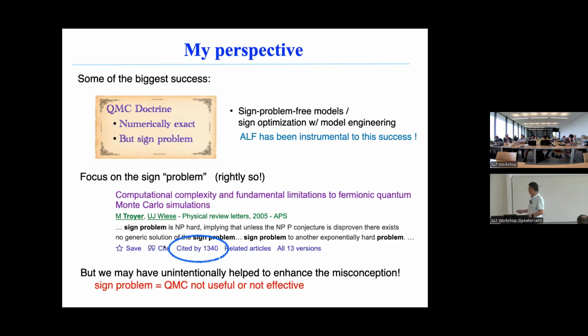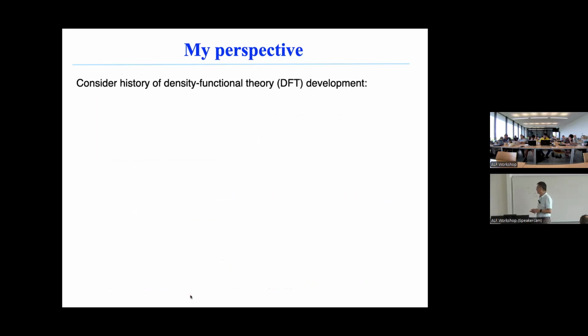The second one, well, I don't want to beat on this too much because it can be misconstrued as criticizing this paper. But I wanted more to bring this up as a discussion of how to correctly balance a field's leading problem versus its potential for solving problems. So we may have, as I said already, unintentionally enhanced the misconception that the sign problem just implies that QMC is not useful or shouldn't be used or not effective.